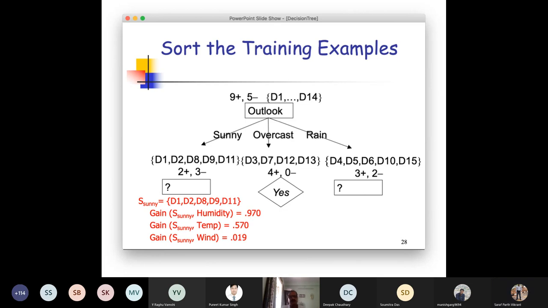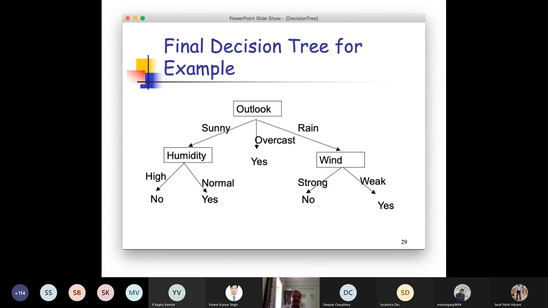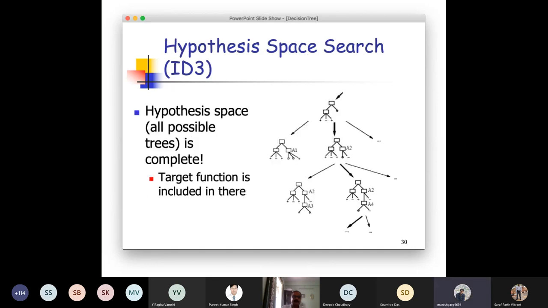Fine. So which one will you be choosing here? You will naturally be choosing humidity. And in this way, if we go on splitting, you will find that with this small set of examples you quickly come to the leaf node conditions where every node is pure. And this is the decision tree formed by this particular technique. Is it clear? Is there any question?